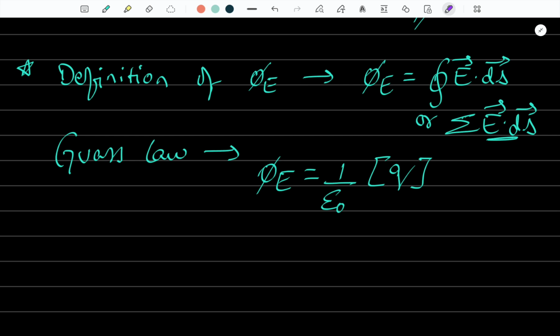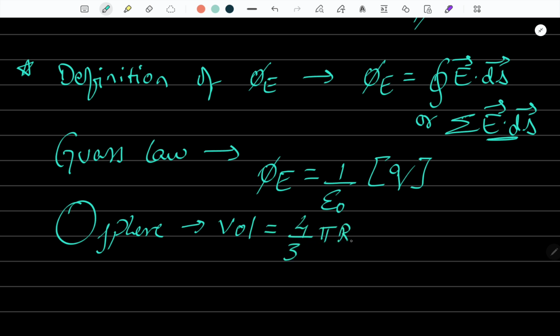Apart from this, one more basic from the maths that you need to know is for a sphere, volume is 4 by 3 pi r cube, a standard formula. Surface area will be, when you differentiate this volume, you get surface area. R cube becomes 3r square, 3 and 3 get cancelled. So what do you get here? 4 pi r square. This will be the surface area.